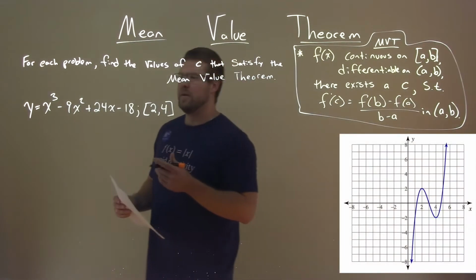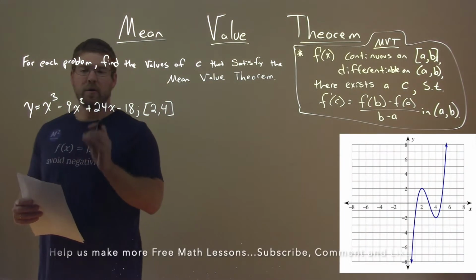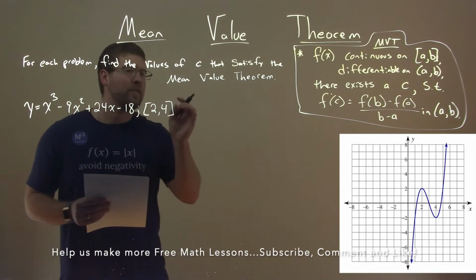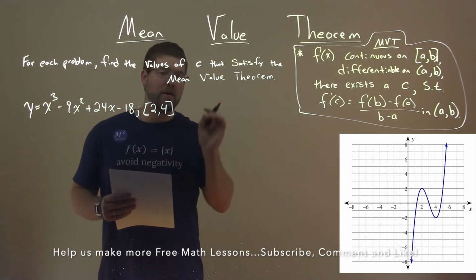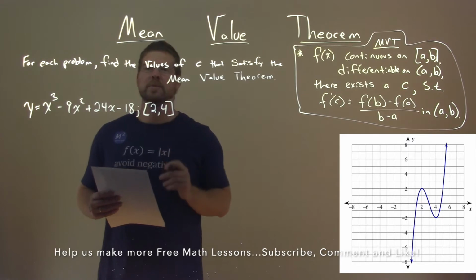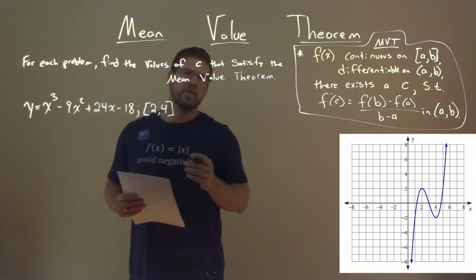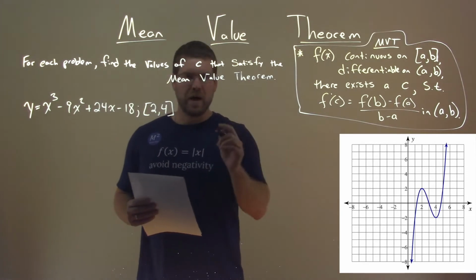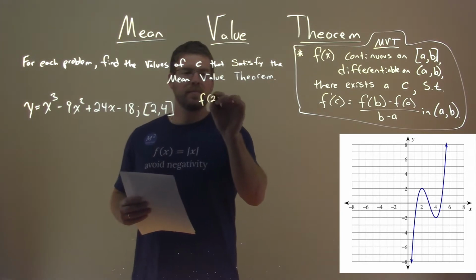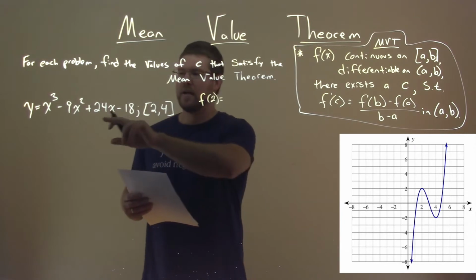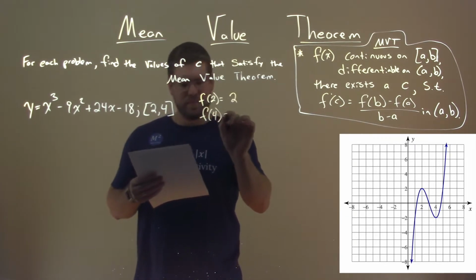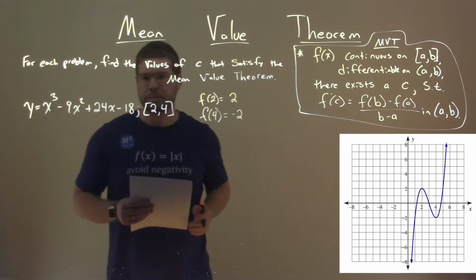We're given this problem right here, y equals x to the third power minus 9x squared plus 24x minus 18, and we define the values of c that satisfy the mean value theorem over an interval from 2 to 4. Now the mean value theorem tells us we need to find f of 2 and f of 4. Plugging into our function, f of 2 is just 2, and f of 4 is negative 2.